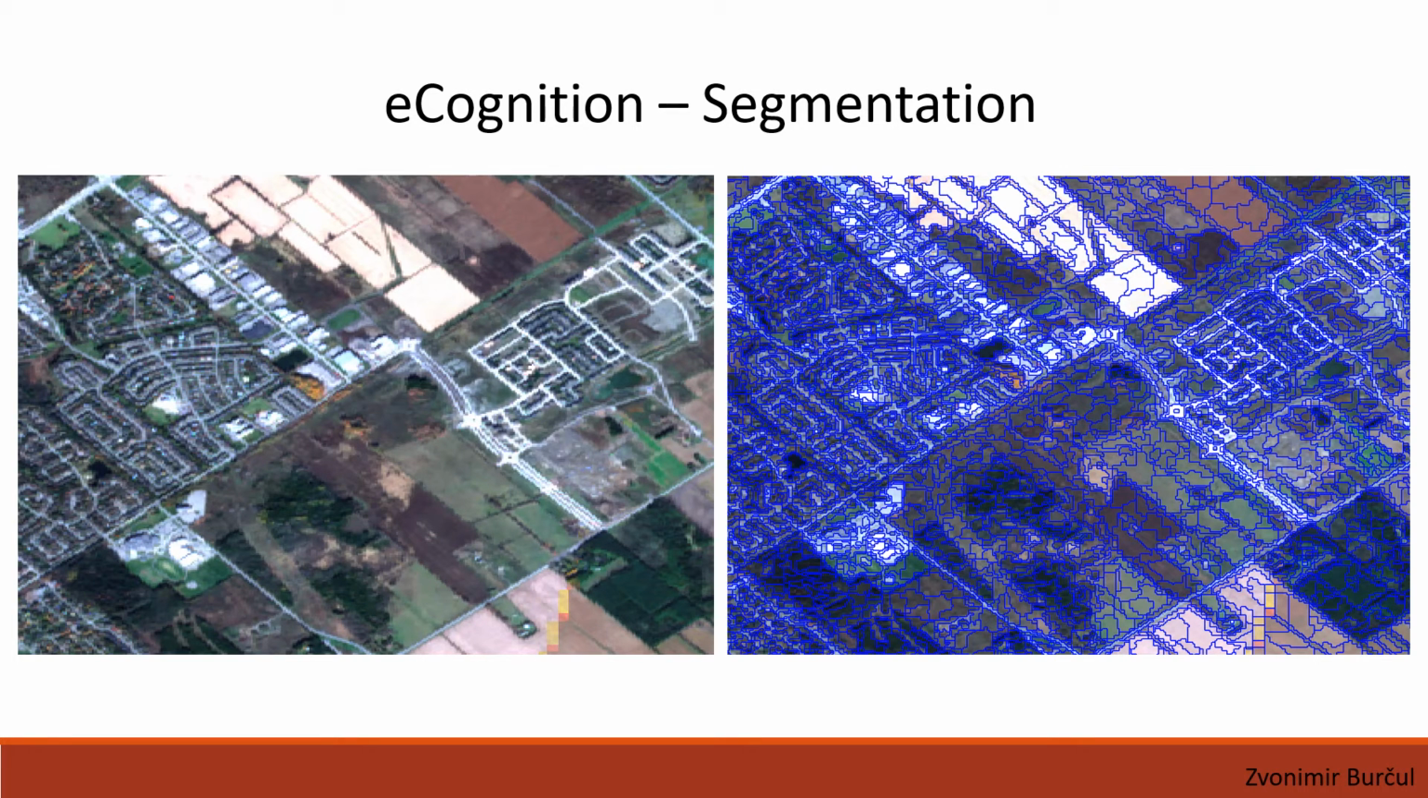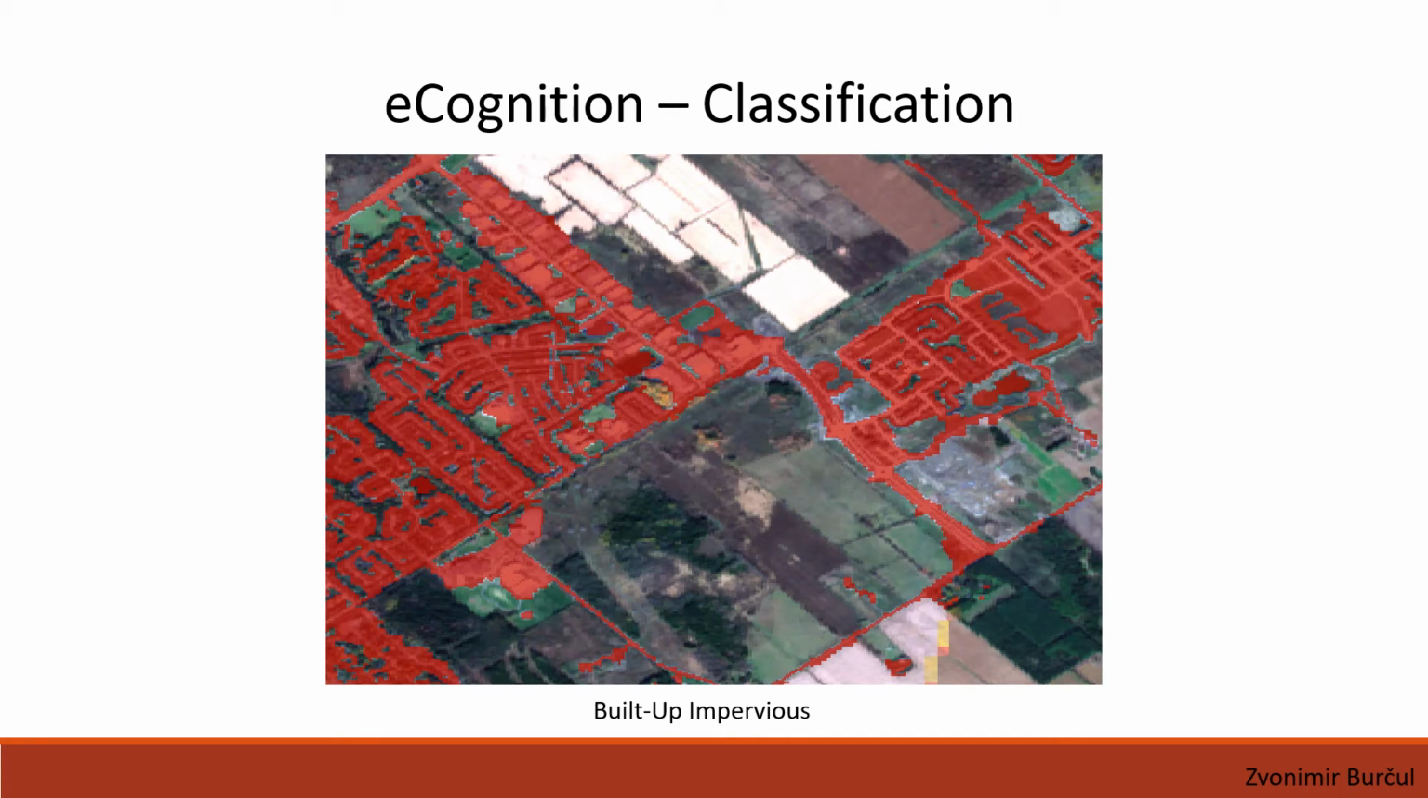eCognition software was used to perform an object-based classification on the imagery. Object-based classification is a two-step process, which starts with segmentation. Using the software, pixels in an image are combined into segments or objects based on their likeness. Following segmentation, the objects were classified as a land use type based on spectral properties. Shown here is a built-up impervious class in red.